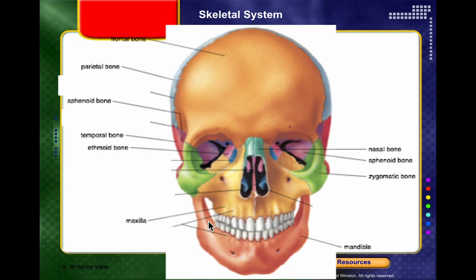The mandible can move up and down, but you can also move it to some extent forward and backward and side to side. So it's a very flexible joint. And the mandible, of course, holds the lower teeth, or the lower dentition.